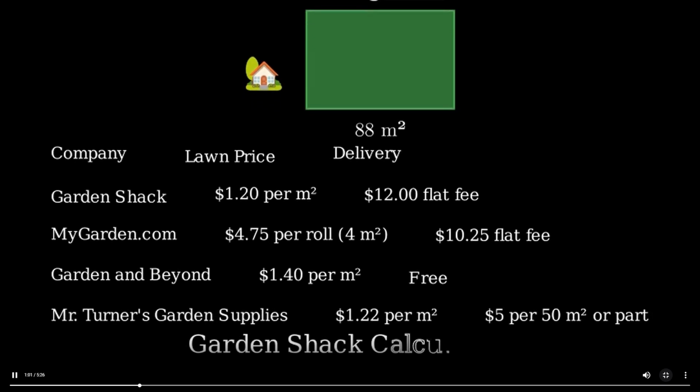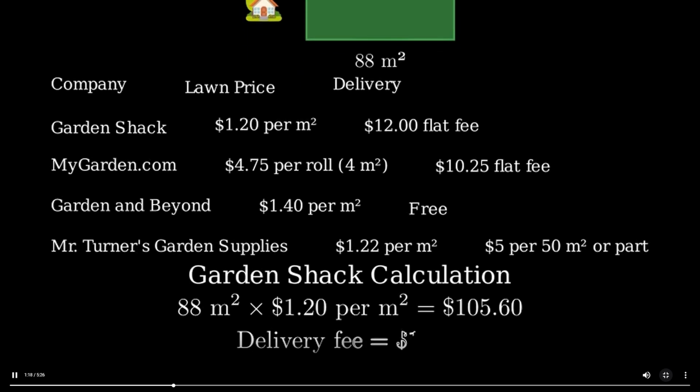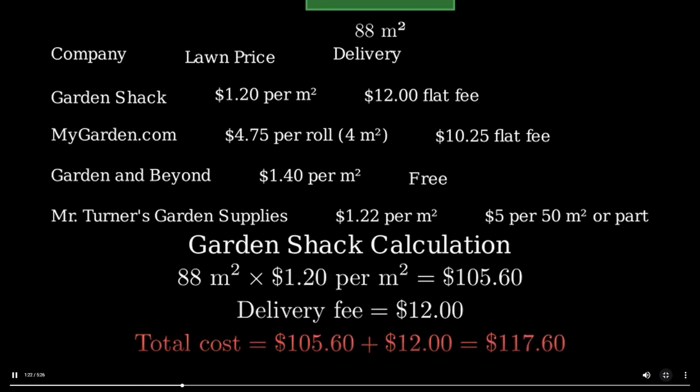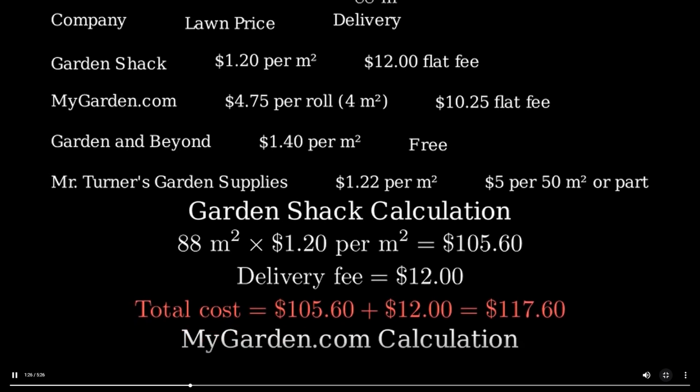Let's calculate the total price for each company, starting with Garden Shack. Since they need 88 square meters at $1.20 per square meter, the cost of the lawn is 88 multiplied by 1.20, which is $105.60. Then we add the $12 delivery fee. This gives a total of $117.60.